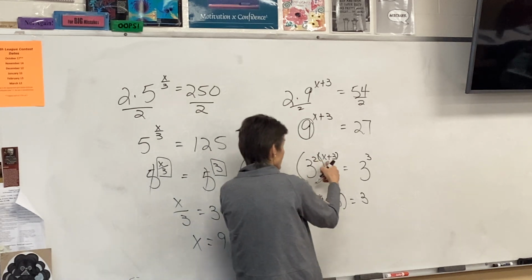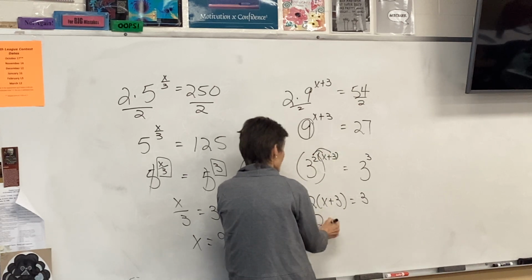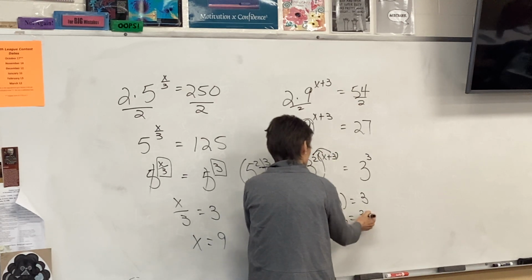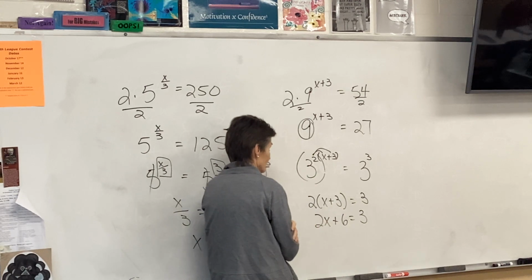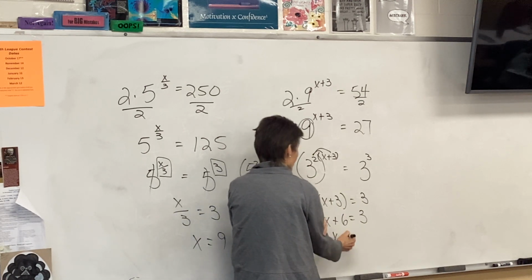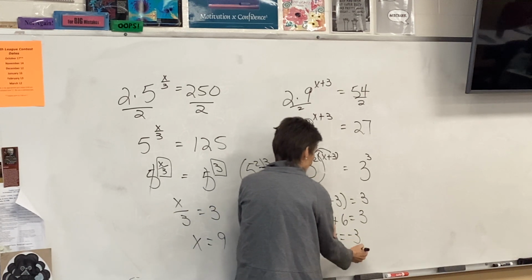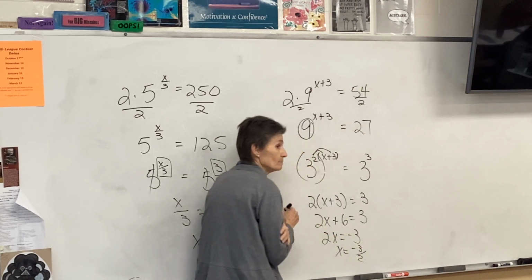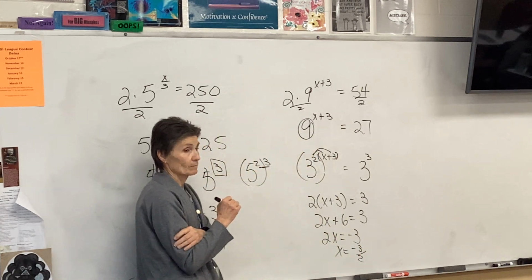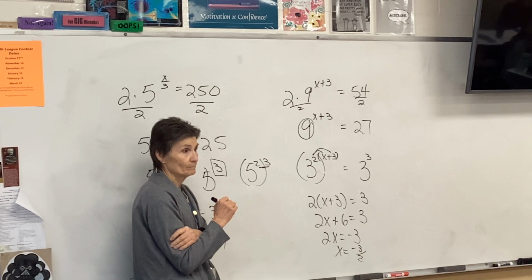Since that's a parentheses or a plus there, you're going to have to do a distribute. So 2x plus 6 equals 3. And then solve it like a regular equation. x equals negative 3/2.